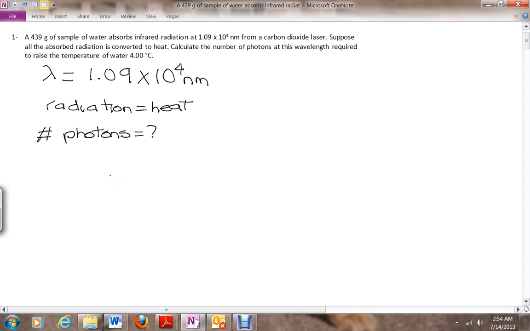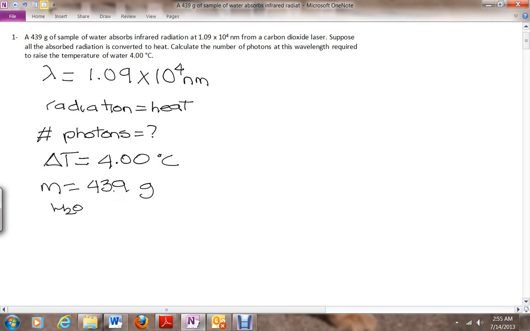To raise the temperature of the water 1 degree. What is a raise or a decrease of temperature? It's a delta T, right? 4.00 degrees Celsius. Now they're asking for the number of photons. And if you think about it, they're giving us the mass of the water, 439 grams.